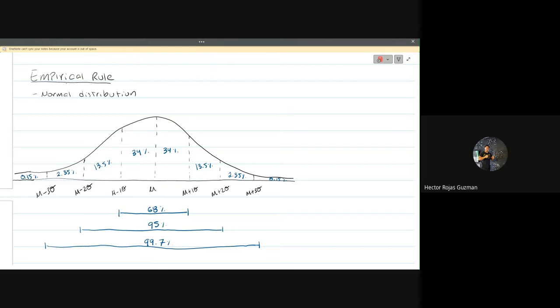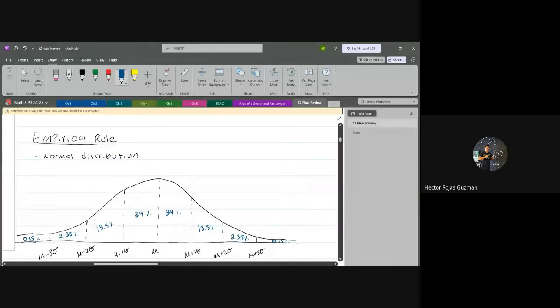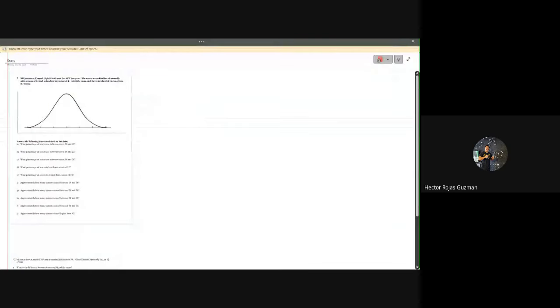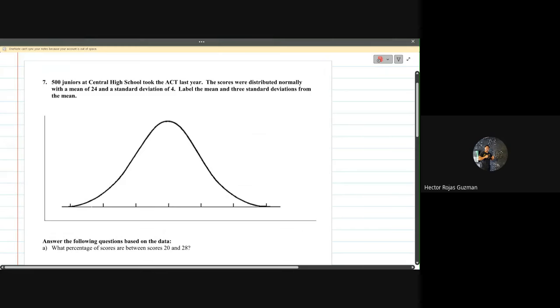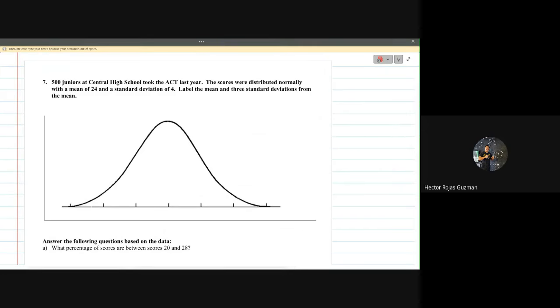So now that you have your notes, your concept, let's see how it works with some examples. I have this example here ready for you. Here you go. Copy it down. You don't have to copy the actual question, just be efficient and take what you need. It says 500 juniors at Central High School took the SAT last year. The test scores were normally distributed. The mean is 24. The standard deviation is 4.